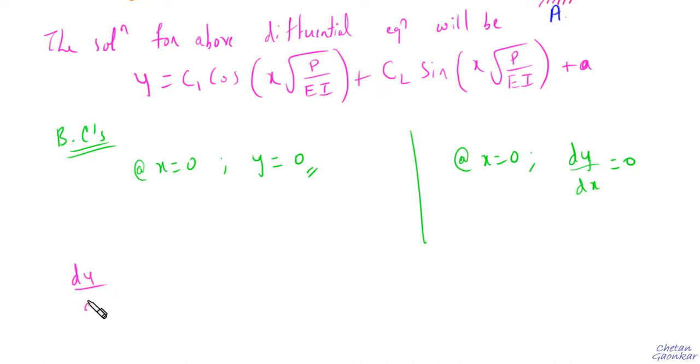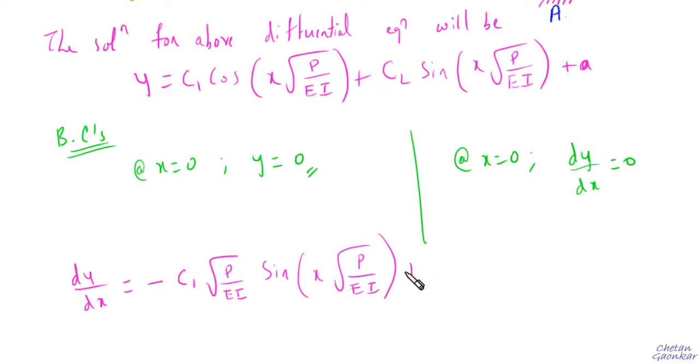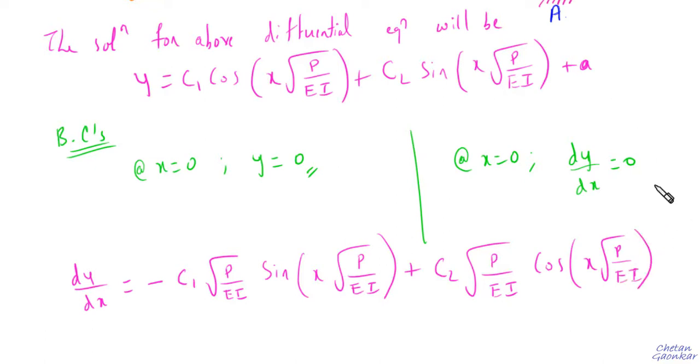So dy by dx will be equal to minus C1 root P divided by EI, since the derivative of cos is sine, times sine of x root P divided by EI, plus we also have C2 root of P divided by EI, since the derivative of sine is cos, times cos of x root P divided by EI. And since this a term is constant, it will just disappear.